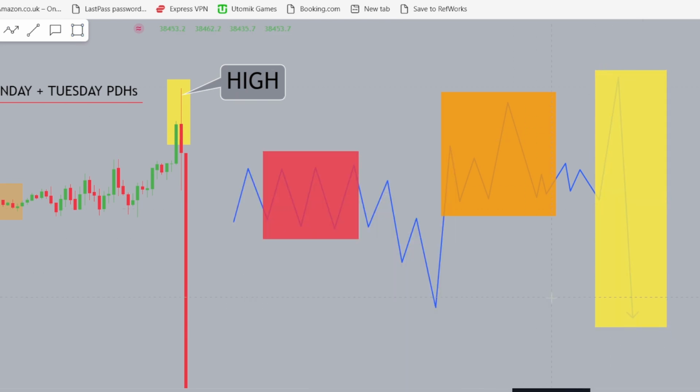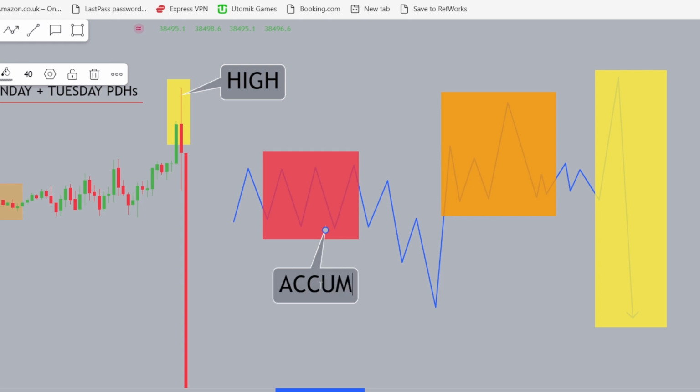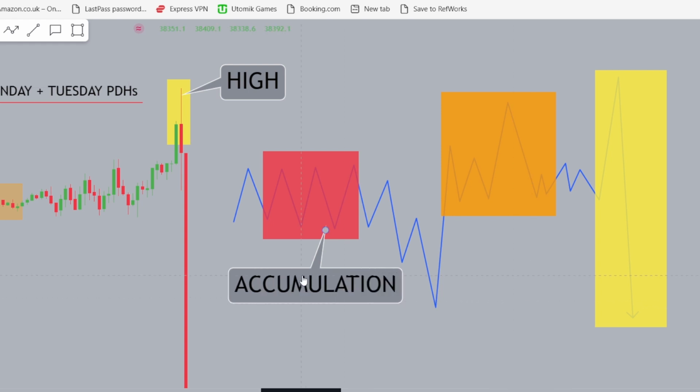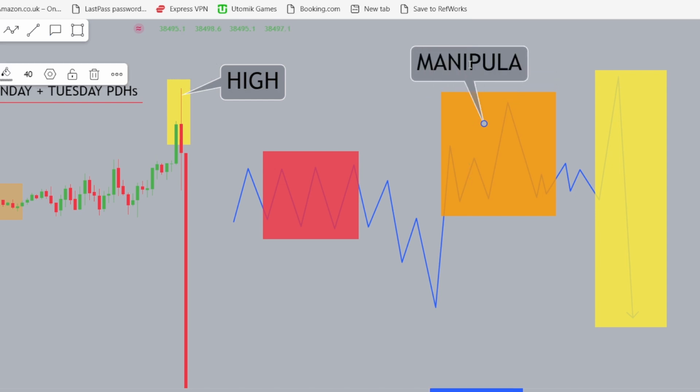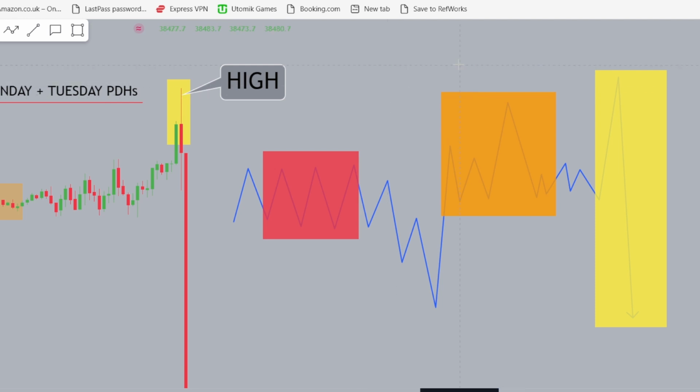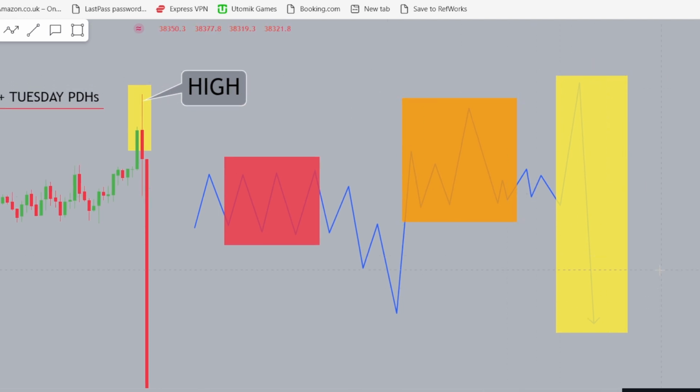So this here is similar to the accumulation, manipulation, and distribution. So we understand we have Monday that forms an accumulation, right? We have Tuesday that forms a manipulation, enticing those early buyers and sellers. And Wednesday finishes the manipulation and does the distribution, right? So the distribution typically is in line with red folder news events, right?